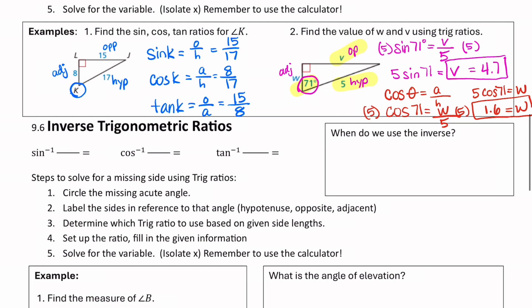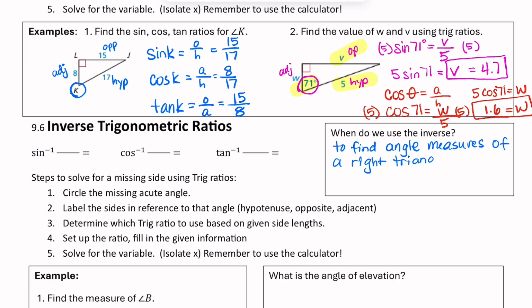What if we need to find the angle measurement? Like we're working backwards. We don't know the angle, but we're given the sides. This is when we use the inverse trigonometric functions. The inverse helps us to find angle measurements of a right triangle.